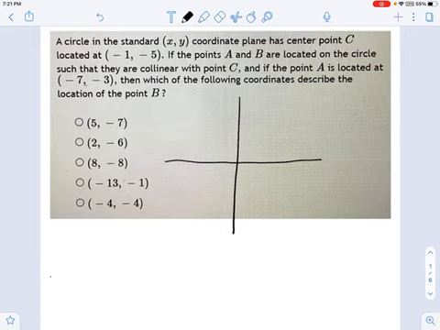And I'm saying there's a circle on it with a center point at -1, -5. Okay, so that's like, I don't know, here. There's the center of my circle.